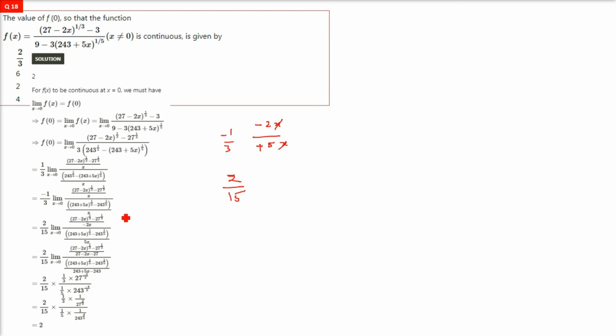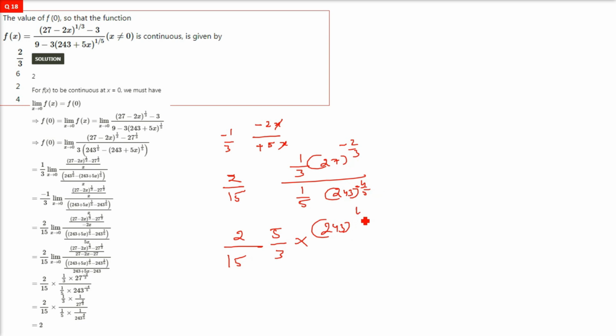What about the numerator denominator value? 1 by 3 was there already, and this is 27 to the power minus 2 by 3, and in the denominator you have 1 by 5 and 243 to the power minus 4 by 5. And this minus 4 by 5. So this is 1 by 5, 1 by 3, 5 goes up, 3 goes down. And this 243 to the power minus 4 by 5 and 27 to the power minus 2 by 3 can be taken up and down because 1 by x raised to the power minus 1 is numerator x to the power 1. So I'm removing the negative sign.